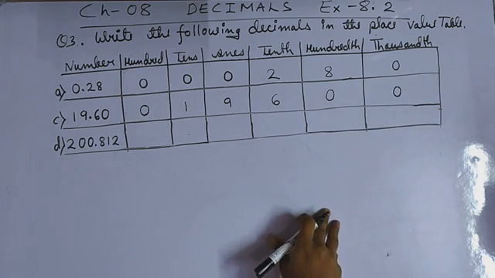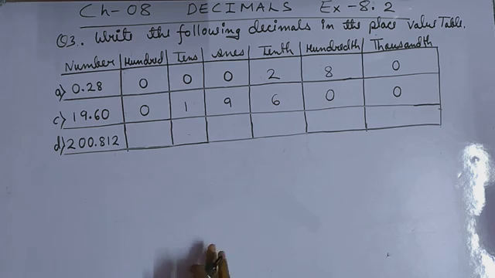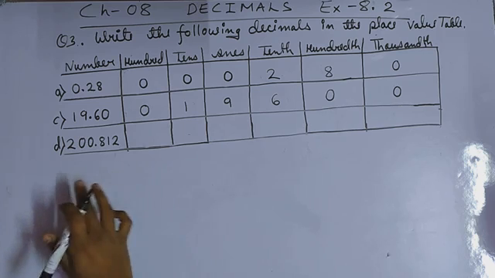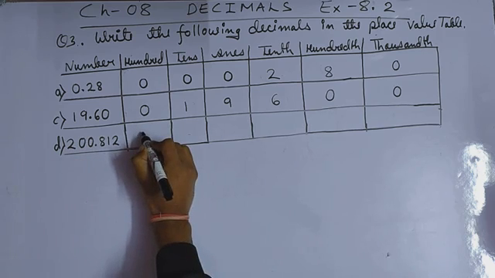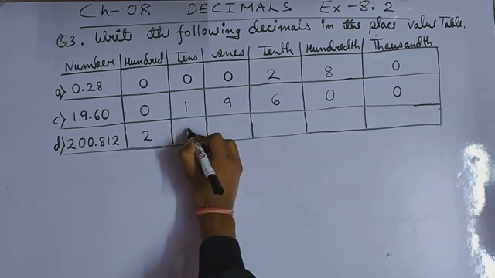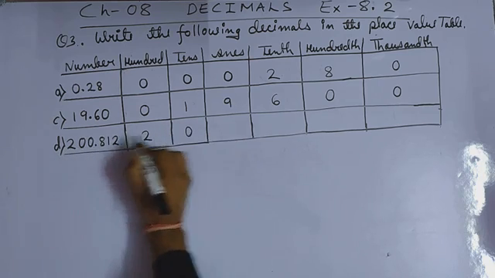Now coming to the D part of question number 3. This is 200.812. In the whole number part there is the number 200, and in the decimal part there are the digits 812. On the left hand side of the decimal, in the hundreds place there is 2. After that, in the tens place there is 0. Ones place में भी क्या है? 0.